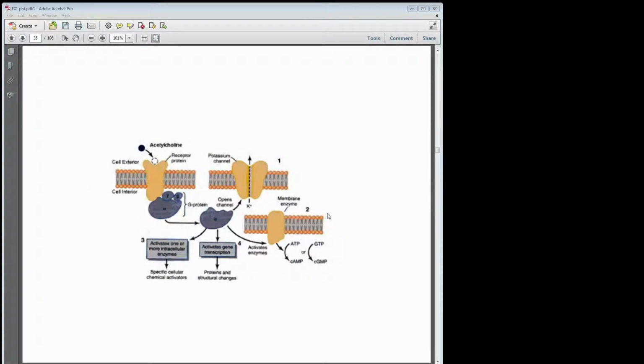Here we have a muscarinic acetylcholine receptor, and what the acetylcholine is binding to is a G protein coupled receptor. The G protein detaches with its active alpha subunit and can bind to a potassium channel. It binds to a potassium channel in the muscarinic receptor action of the parasympathetic system, but we'll go into that again later. A few of the different options that can occur: we can bind to a potassium channel, or we could bind to a membrane enzyme.